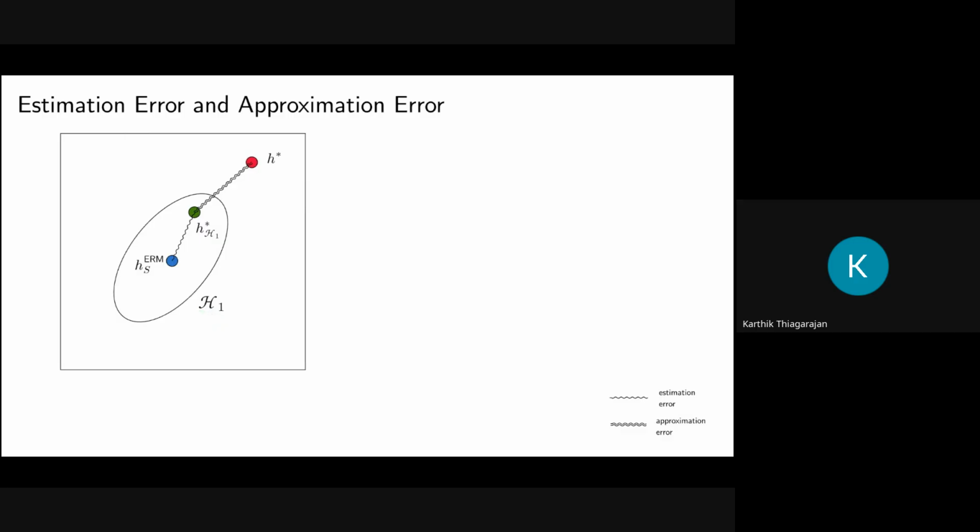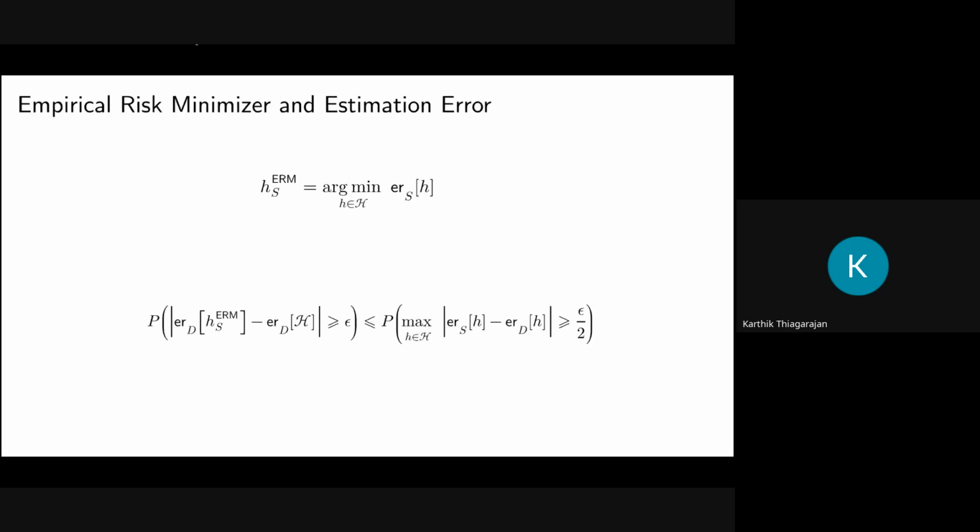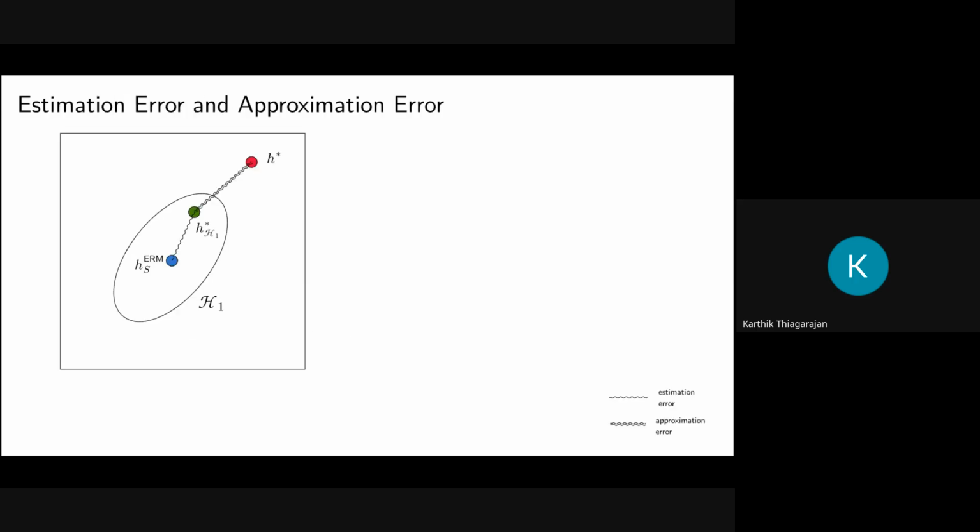The green point, H star subscript H1, is your best classifier from this hypothesis class. So this is the RD of H, what you see on the right hand side of this part. So this is the error of this classifier, or rather, the error of the green point. If I can put it that way, the green point's error is what you see there. I hope this is clear so far. So this is the Bayes classifier. This is the best possible classifier from the hypothesis class.